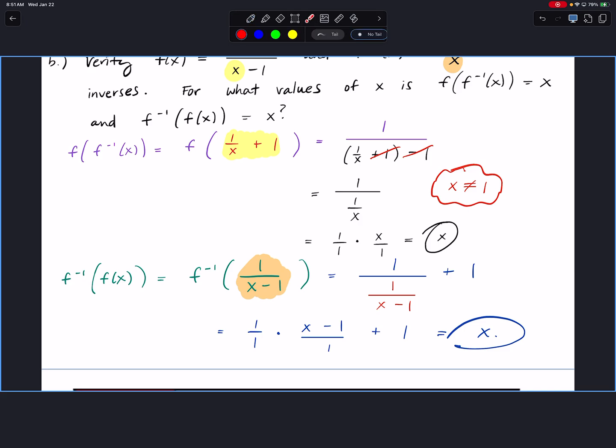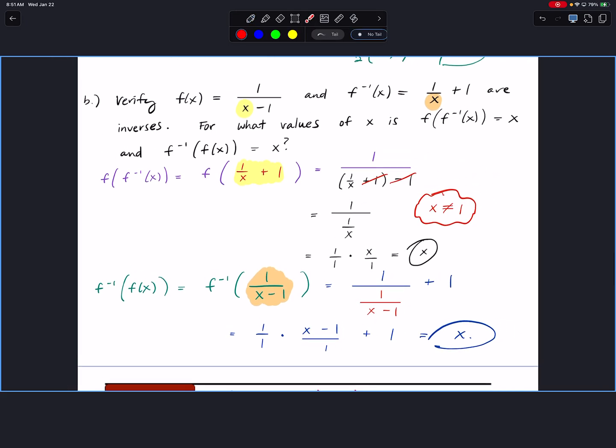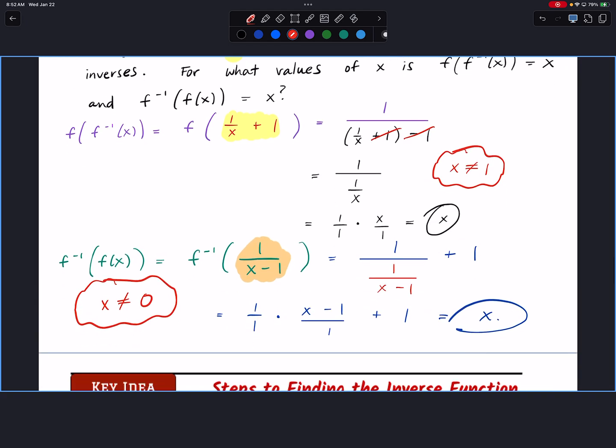Okay, so same idea. If I'm trying to figure out this question, what's the domain of this function? What's the only value I can't plug in? 0. So for this answer, you would just say x cannot equal 0. Okay? All right, one more part, and then we're done with chapter 1.